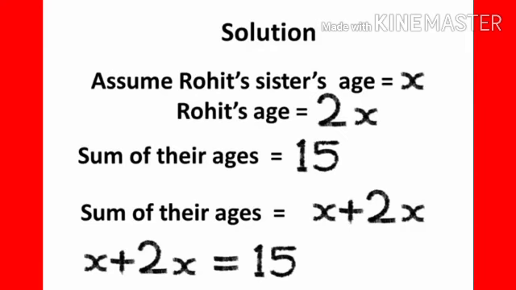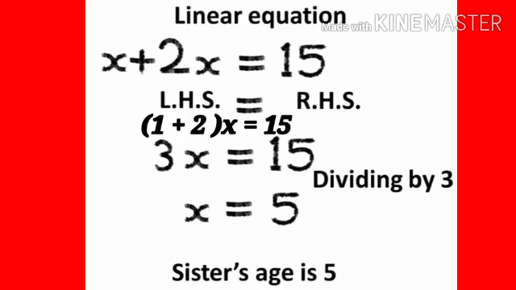Now let us assume Rohit's sister's age is equal to x. Then what is Rohit's age? It is double of his sister's age. It means 2 times his sister's age. Therefore, Rohit's age is equal to 2x, double of x. And given that sum of their ages is 15, that is x plus 2x is equal to 15, which is a linear equation in x.